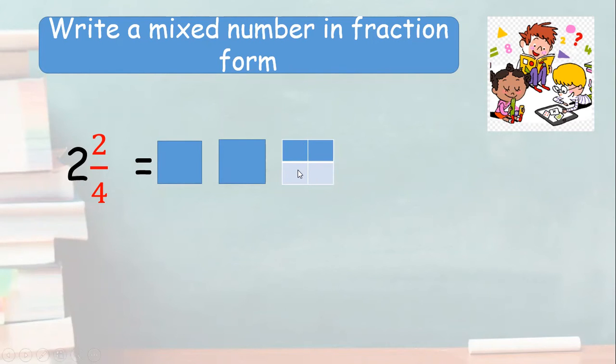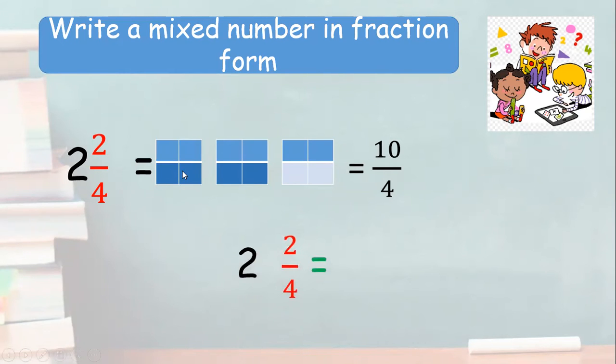Now, if I divide the first box into 4 equal parts and the second box into 4 equal parts, I have now 10 shaded boxes out of 4. 1, 2, 3, 4, 5, 6, 7, 8, 9, 10. I have 10 out of 4 since each box is divided into 4 small squares.